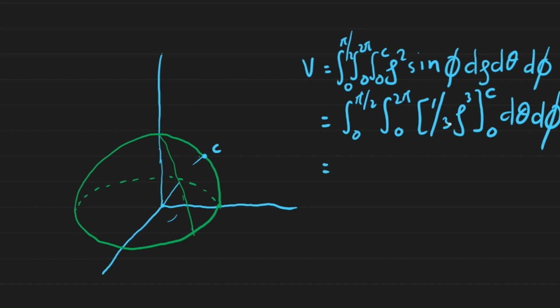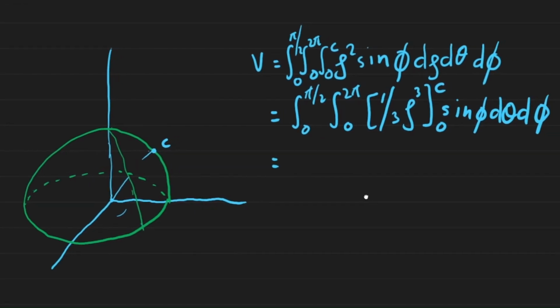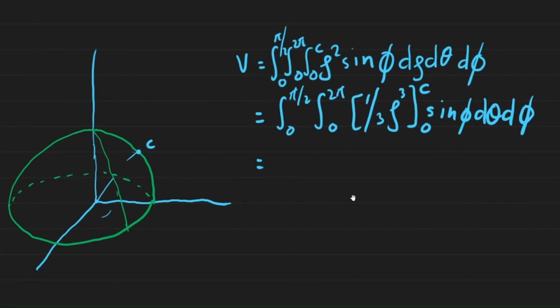All we do is we just substitute in c. Sorry, I missed out a sine phi here. So let me just write that. Sine phi d theta d phi. I'll just drag the screen across so you can see it. So now we just proceed with our integral as you would normally do.